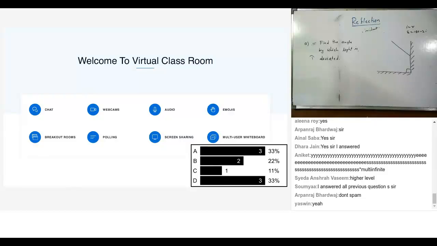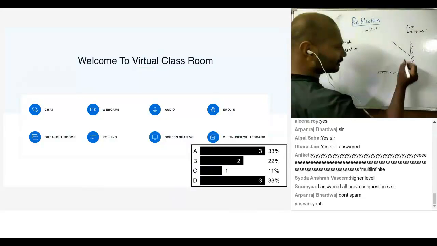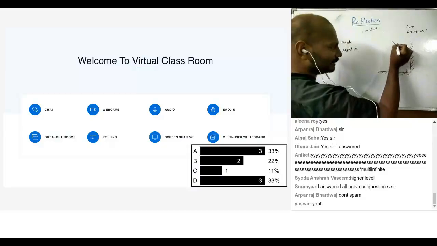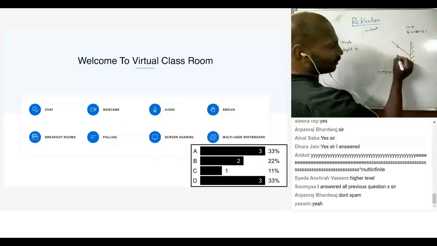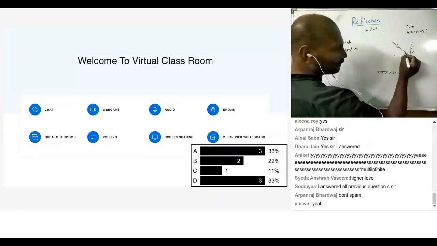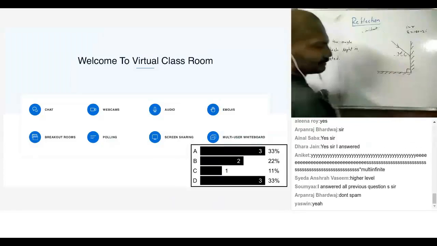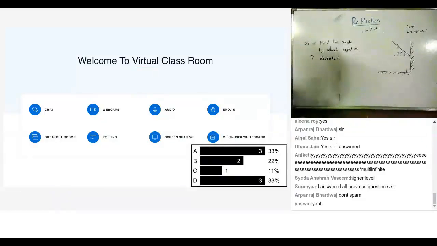The next question is, we have two surfaces and an incident light strikes one of the surfaces, let's say, at an angle of 30 degrees. So incident light is striking one of the surfaces at 30 degrees. The question is: find the angle by which light is deviated. So I'll make it very clear.